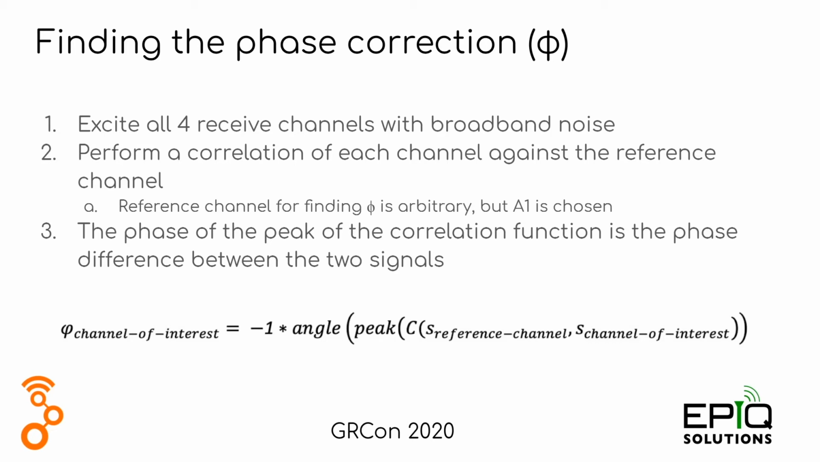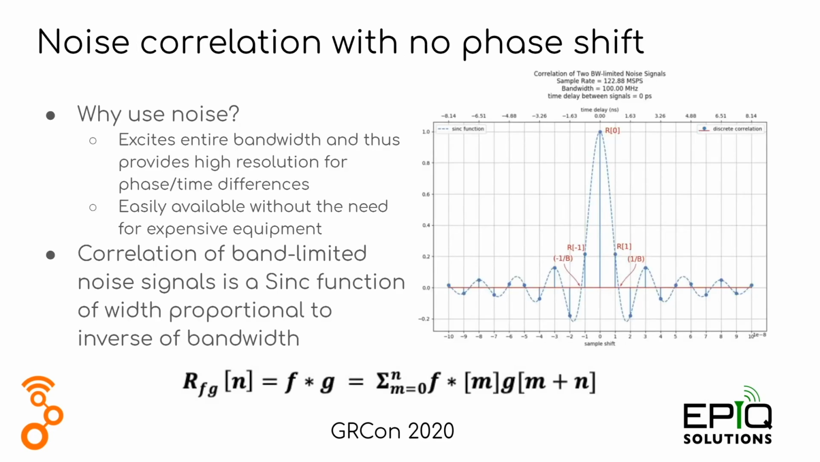So our correction factor is going to be actually the negative of the angle of that, because the angle of the correlation function at the peak is telling you what the angle difference is between the two sets of samples. So we want to correct that out, so we just add a negative sign to it. So here is a rather contrived example of a correlation of two noise signals.